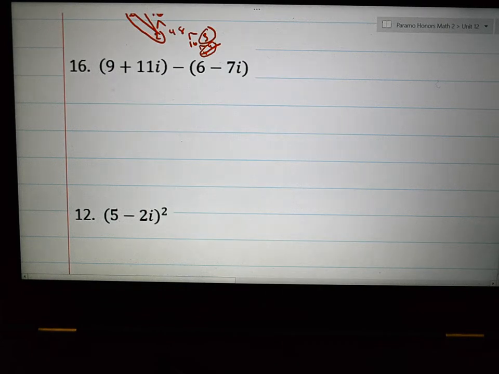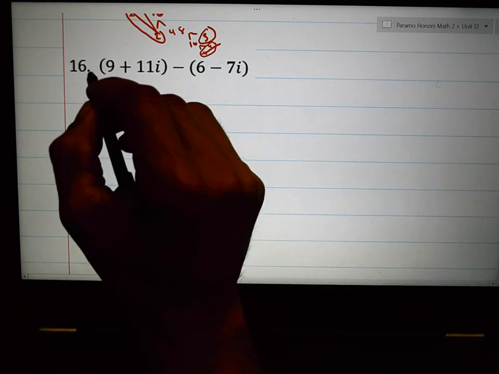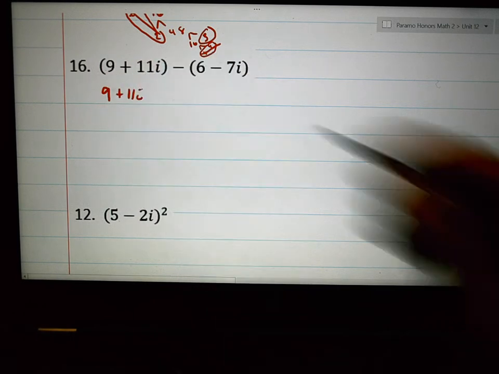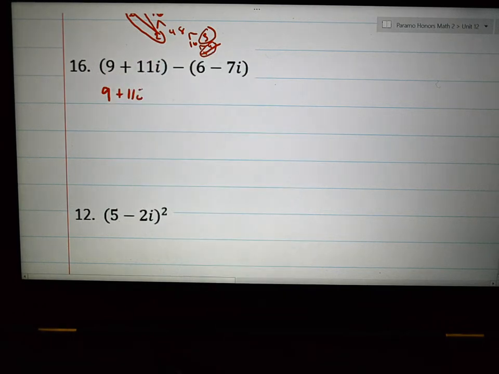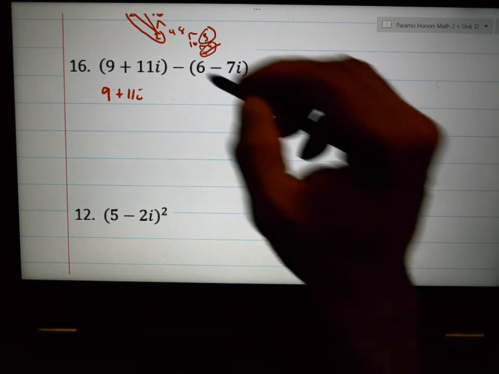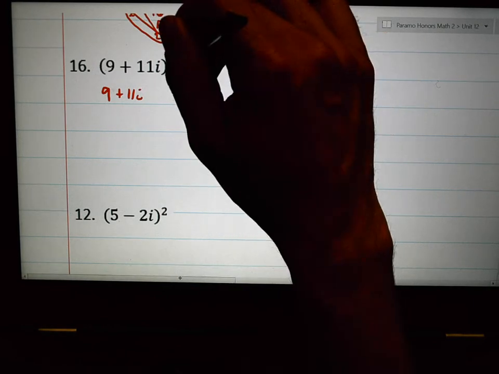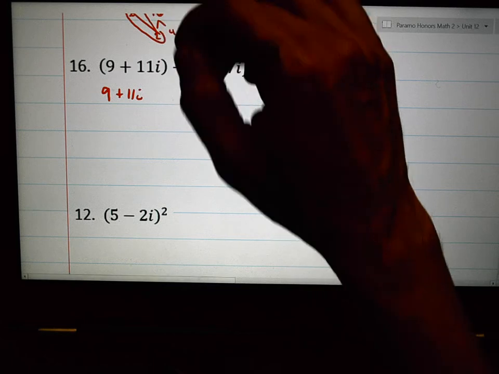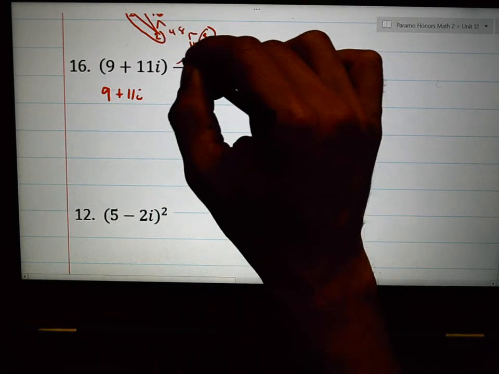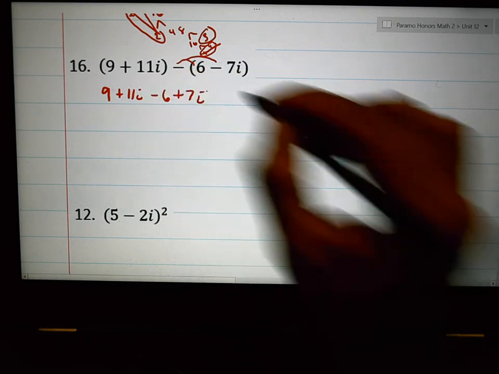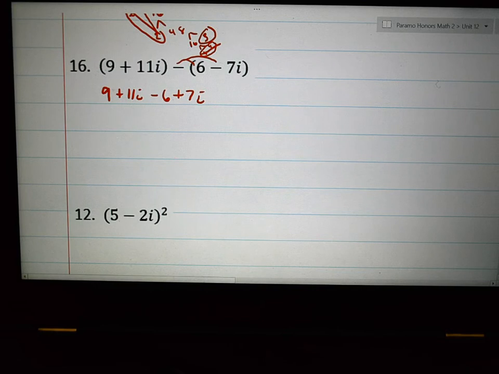So before I start, the first thing I do is I get rid of parentheses by multiplying anything that's in front. Nothing's in front. So this is just 9 plus 11i. I don't need those parentheses because there's no exponent and there is nothing in front that's multiplying. This negative sign, I'm subtracting this group, so that means I need to distribute this negative to the 6 and to the -7i before I can do anything else.